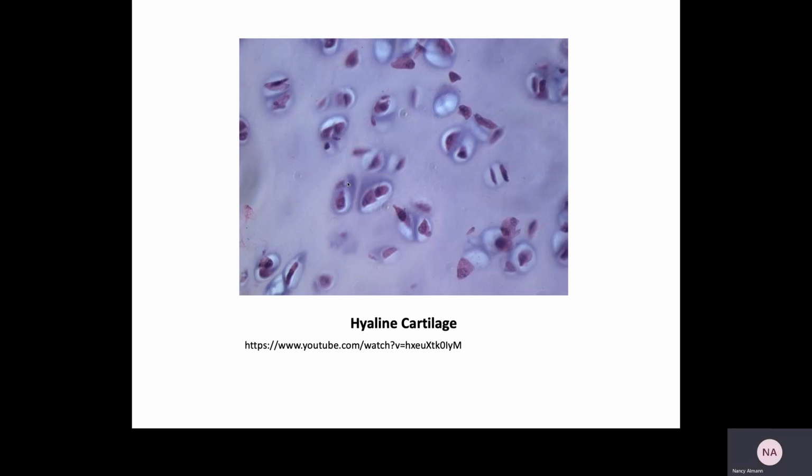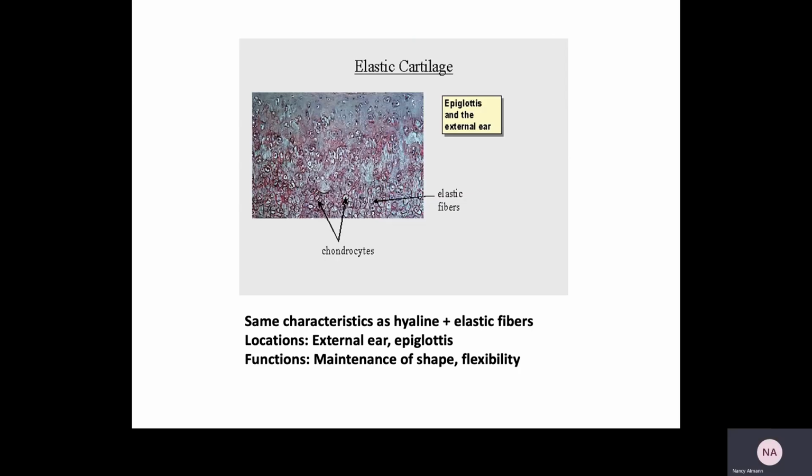So that's hyaline. We're going to move on to elastic cartilage. And when you look at elastic cartilage, it looks kind of crazy. This type of cartilage will also contain the chondrocytes sitting within lacunae, but you are going to have elastic fibers within the matrix, and hence, to me, it looks like dirty hyaline. So it does have the same characteristics as hyaline cartilage, except it's going to also include elastic fibers in the matrix. Where are you going to find it?